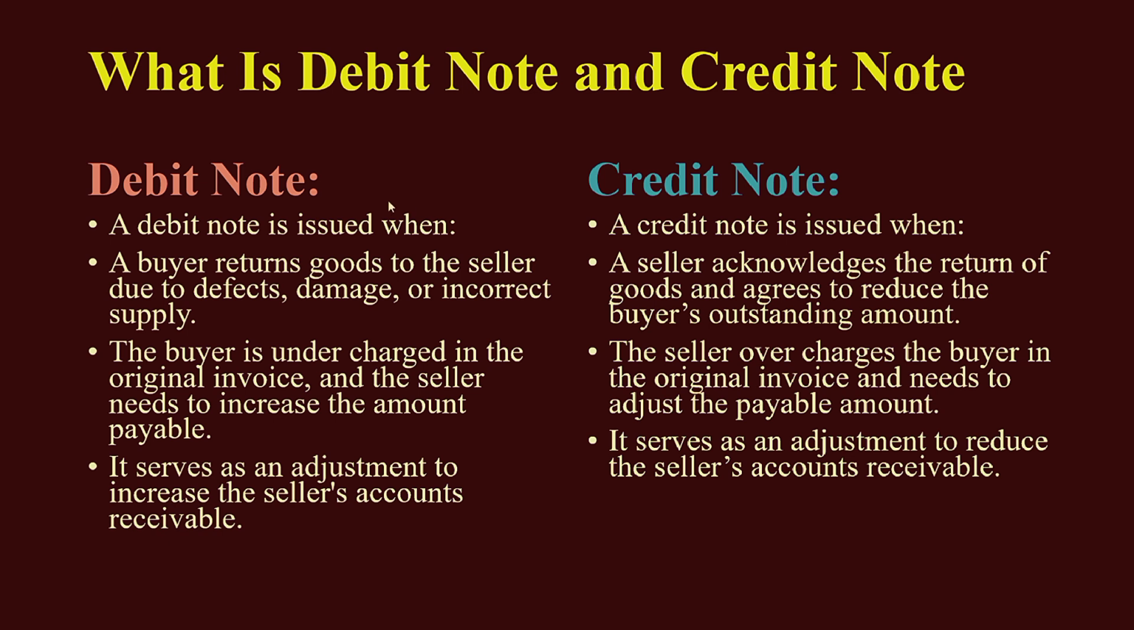So to conclude both terms, the debit note serves as an adjustment to increase the seller's account receivable, while in case of credit note it serves as an adjustment to reduce the seller's account receivable.